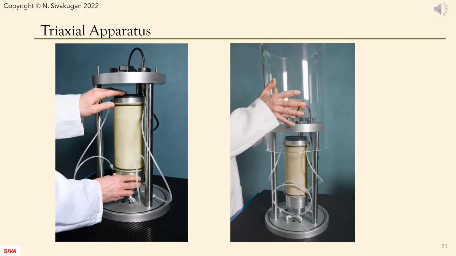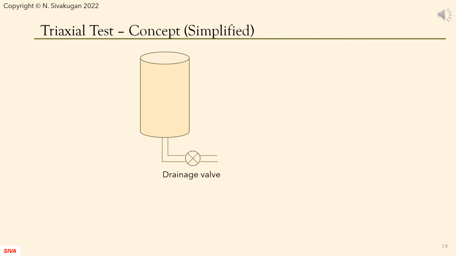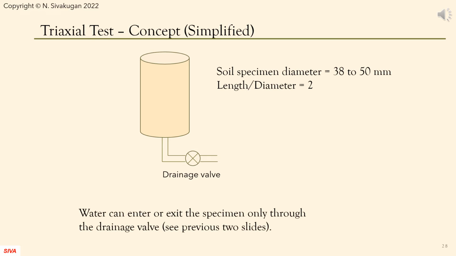You can see the soil specimen enclosed within a membrane, and O-rings at the top and bottom. You can also see the drainage lines that are used for carrying the water, and the cylindrical perspex cell. We generally test 38 to 50 mm diameter soil specimens, which have height to diameter ratio of 2. The drainage valve can be open or closed to control the drainage during the test.